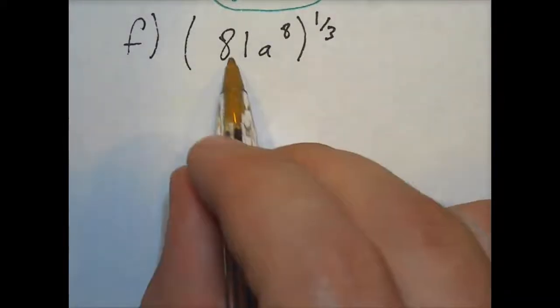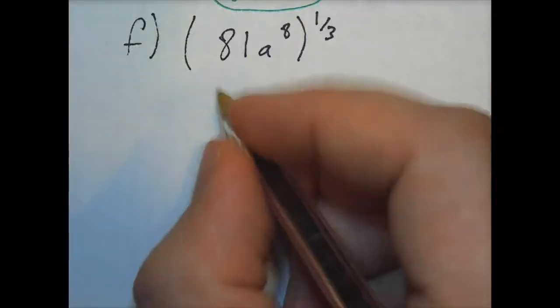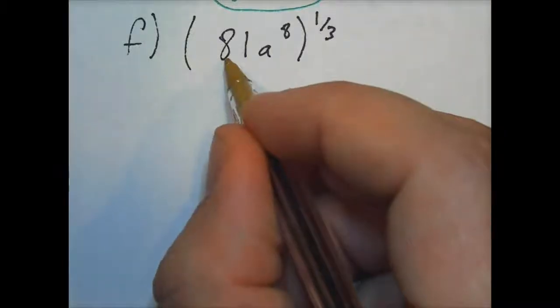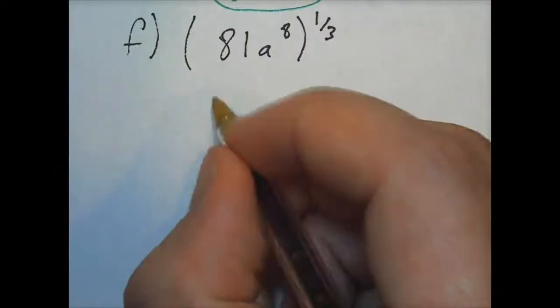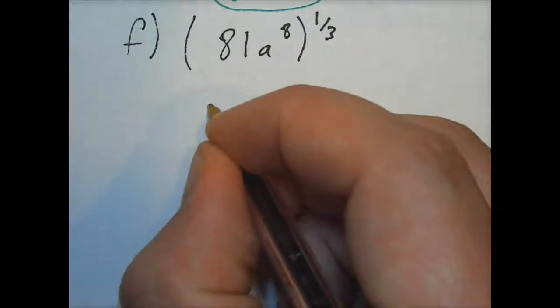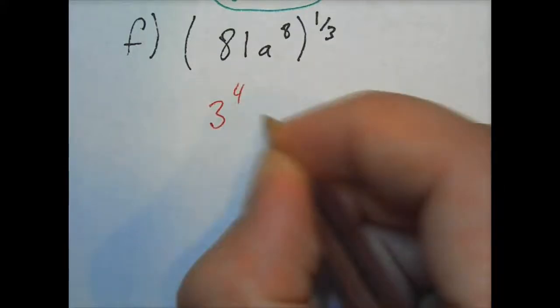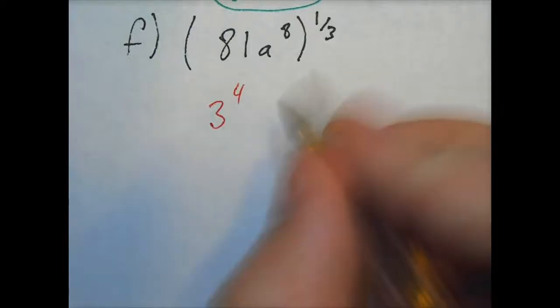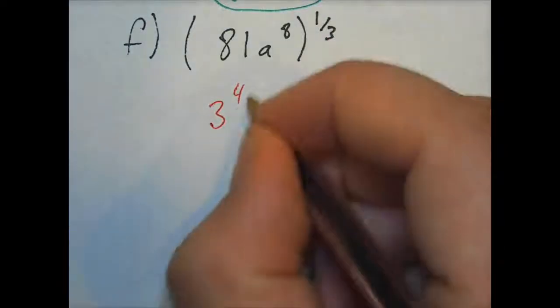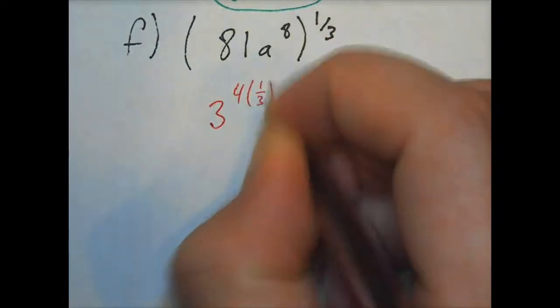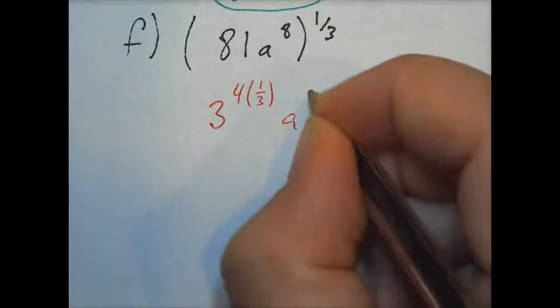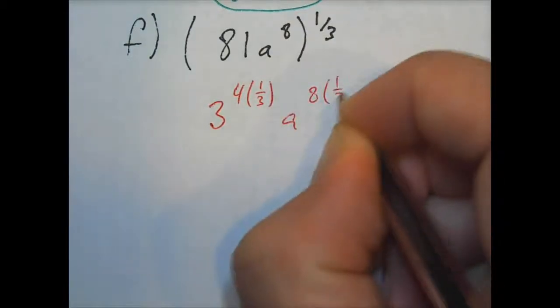All right, so we have 81. 81, I know, is 9 squared. It is also 3 to the fourth and a to the eighth. So I'm going to go ahead and distribute this 1/3. So 3 to the fourth to the 1/3 and a to the 8 times 1/3.